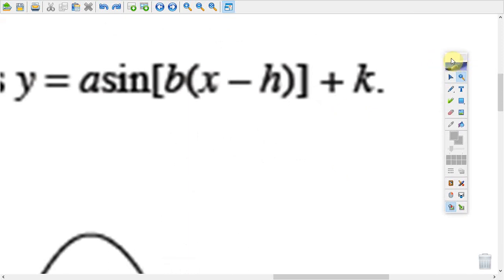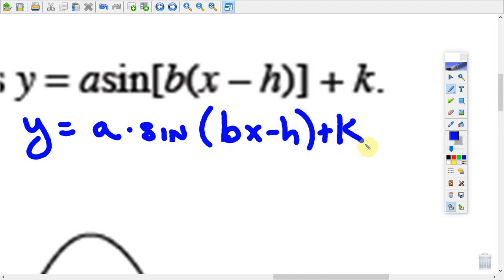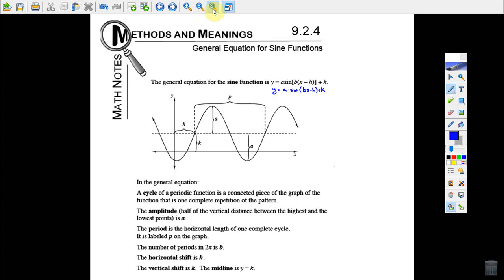So this is the general equation that the book gives you. y equals a sine b times (x minus h) plus k. And at first glance, that looks really similar to what I gave you in class, which was y equals a sine (bx minus h) plus k. But that bracket and parentheses are important, and we're going to talk about why that is and what difference that makes. Before we do, we're going to follow through with what they have here.